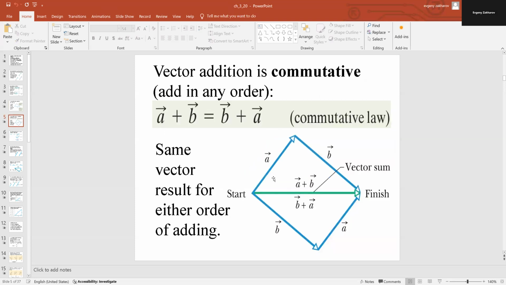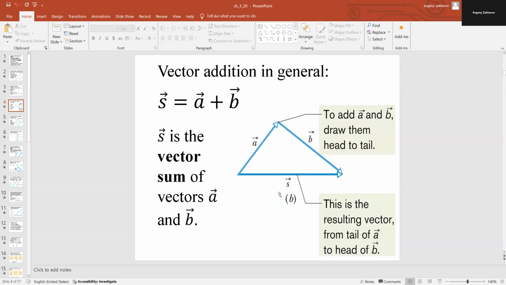Compare this to the parallelogram method. Why is it called parallelogram? Well, you can see that the final result is indeed a parallelogram. And your vector sum is now the diagonal of the parallelogram. Remember that each parallelogram has 2 diagonals. So which one is it? It's easy to remember.